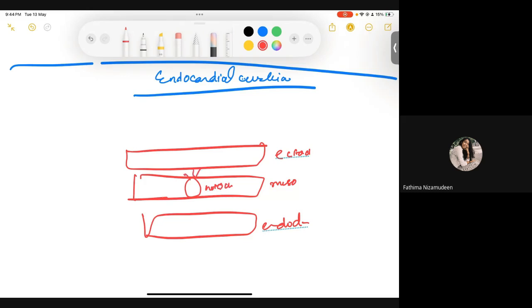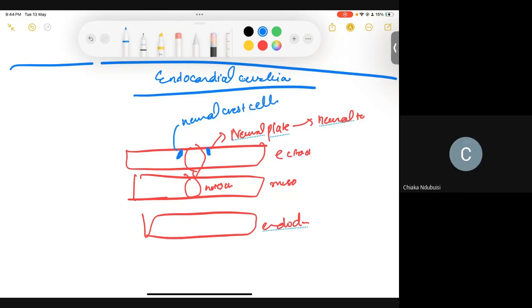Notochord is going to send some signals to the ectoderm. Ectoderm is going to be transformed into neural plate, right? This neural plate is going to invaginate. It would just form neural tube, right? And once we have formation of this neural tube, at the same time, we are going to have formation of certain cells which are known as neural crest cells, right?